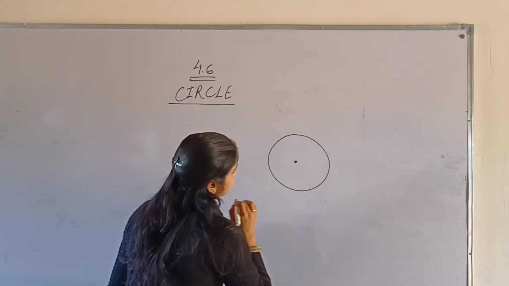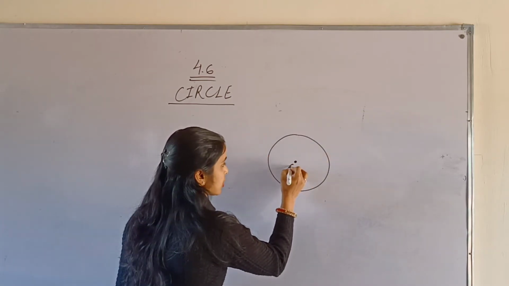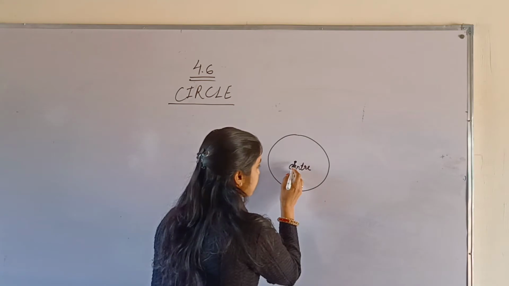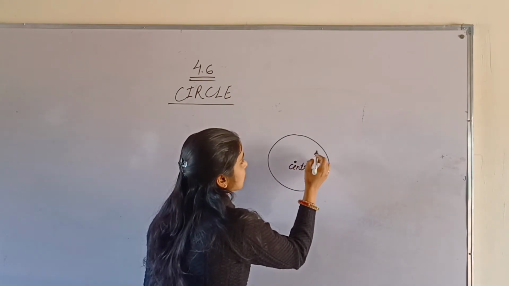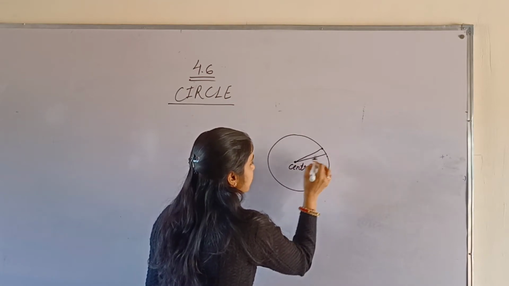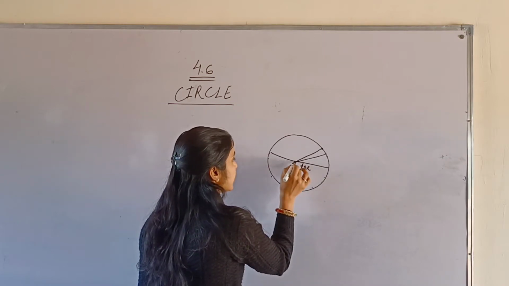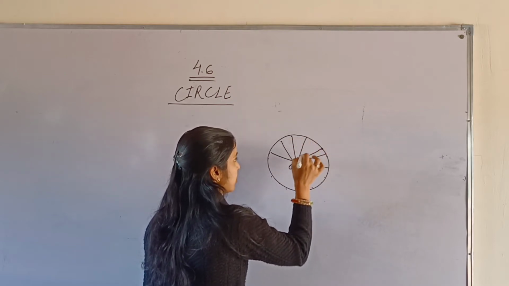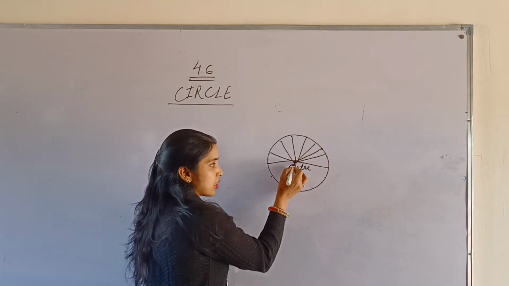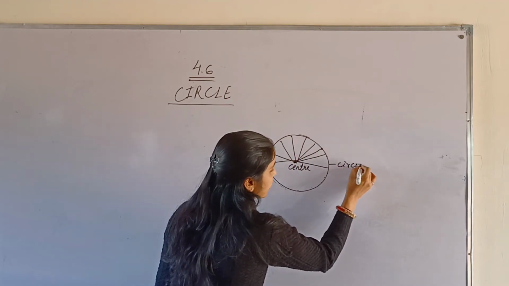A circle has a point in the interior of the circle, which is called the center. What do we call this? Center. Center is that point from which every point on the circle is at equal distance. If we take any point on the circle, that point will be at equal distance from this center. From this center, these are all equal distances. This is called the center, and this border is called the circumference.